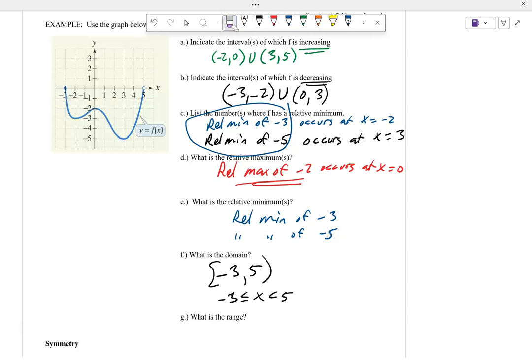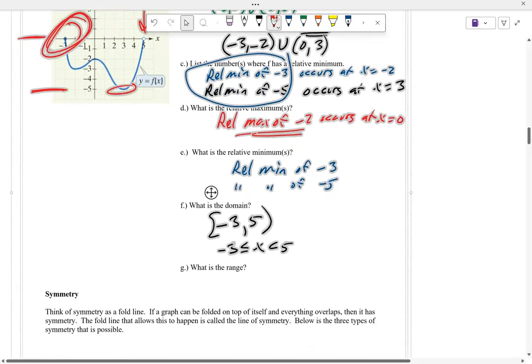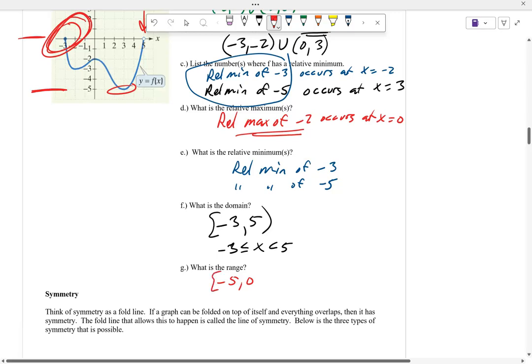Our range, let's do our range. Our lowest y value is a -5. It looks like it does hit there. Our highest y value, it does hit it over here. I know it doesn't hit it right there, but it does hit it over here. So y value of 0. So I go from -5 to 0, including both of those.